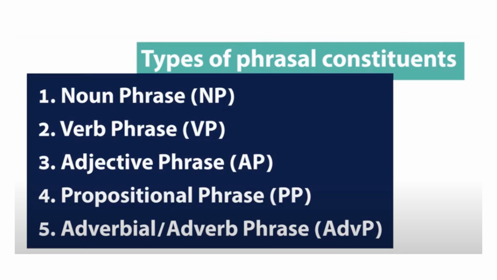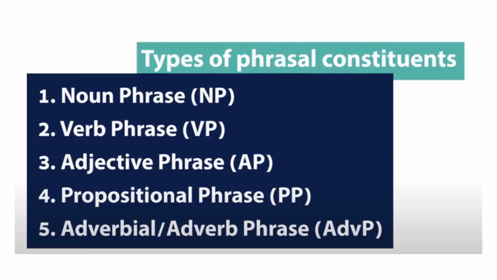Next slide. So here are just a review of types of phrases or types of phrasal constituents, or what we call phrases. Noun phrase, verb phrase, adjective phrase, prepositional phrase, adverbial or adverb phrase. These are just a review of types of phrases or types of phrasal constituents. So why do they have syntactic categories?